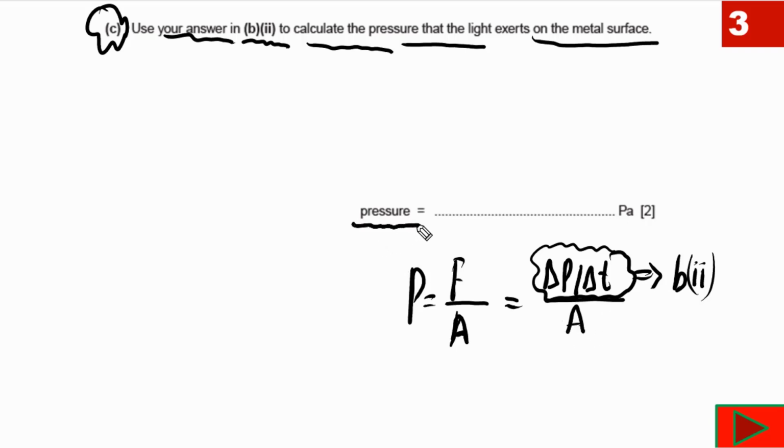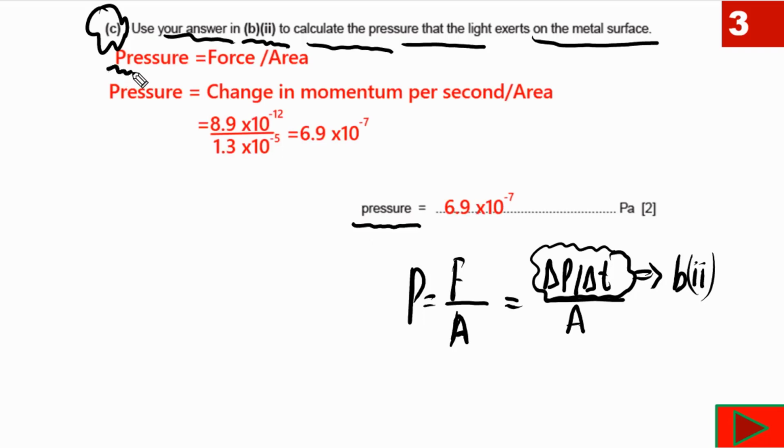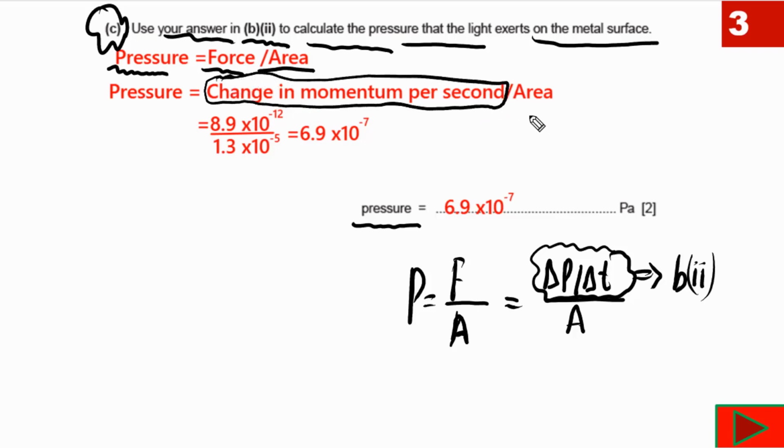So it simply means that we need to divide part B2 by the area of the surface and we will be able to find pressure. As you can see here, first I have written that pressure is equal to force over area, and then force is equal to change in momentum per unit time, and then we have to divide by area. This is our answer from part B2. We simply divide it by contact area, and this is our final answer.